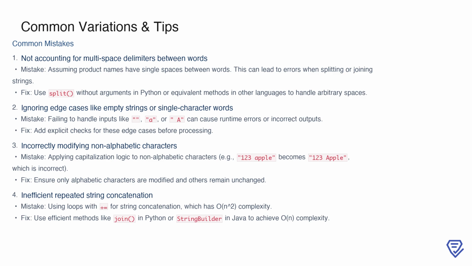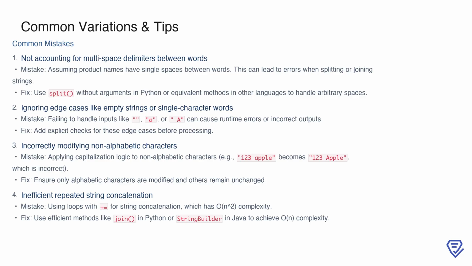Another frequent issue is neglecting edge cases, such as empty strings or single character inputs like a lowercase or uppercase A. These cases can cause runtime errors or incorrect outputs if not explicitly checked. It's also important to avoid incorrectly modifying non-alphabetic characters. For example, if the input is 123 apple and you capitalize it as 123 Apple, that's incorrect because the numbers shouldn't be altered. Ensure your logic only affects alphabetic characters.